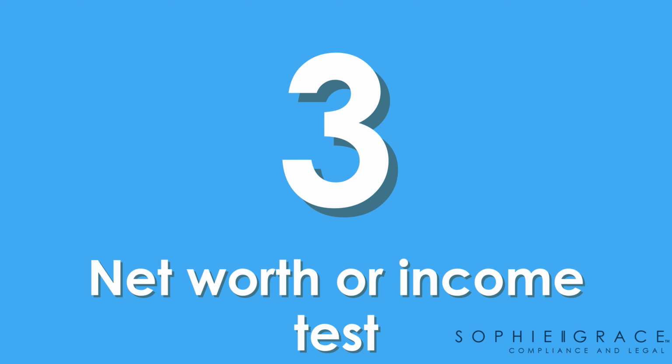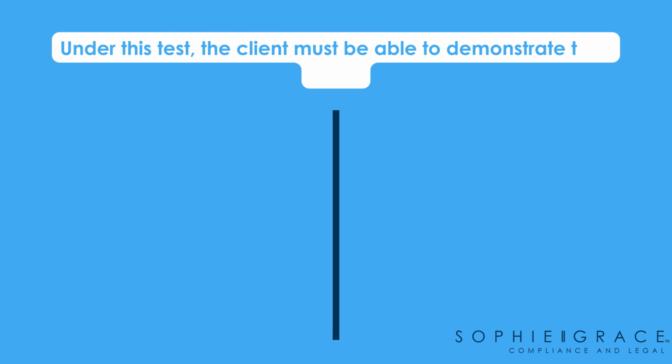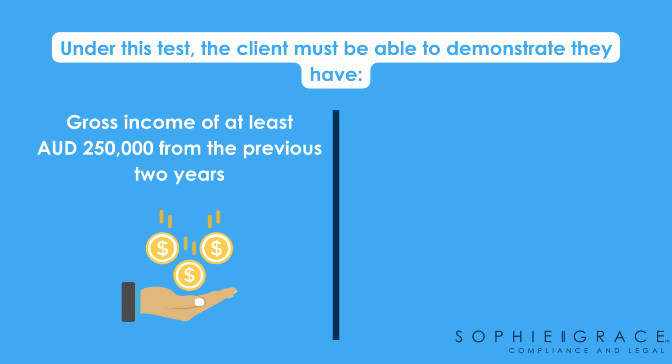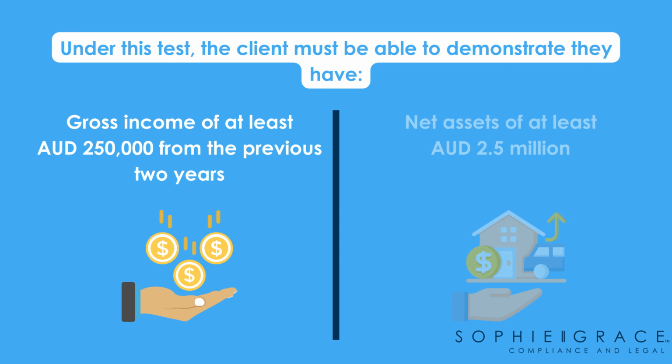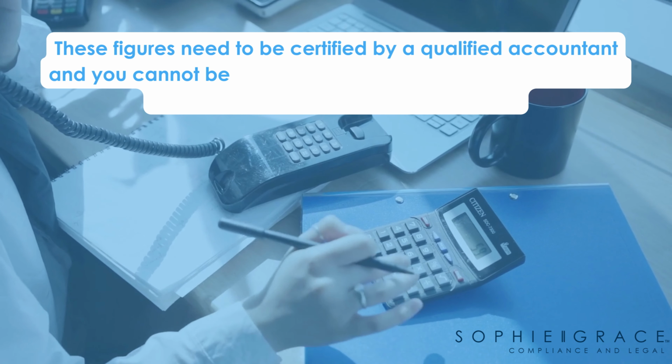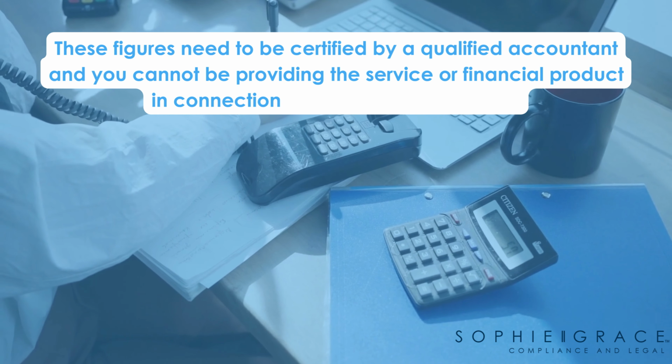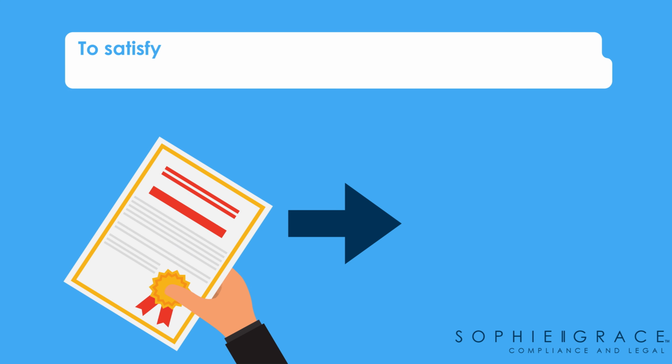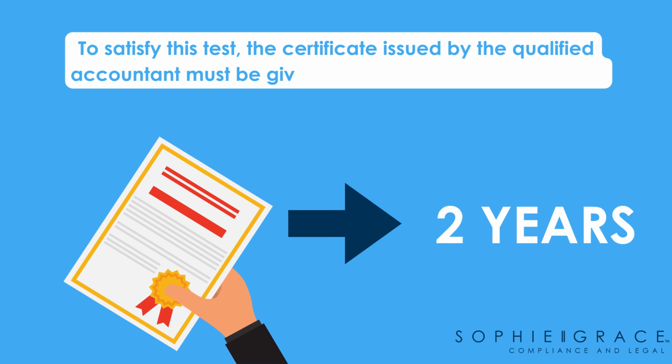Thirdly, let's look at the net worth or income test. Under this test, the client must be able to demonstrate they have gross income for each of the previous 2 financial years of at least 250,000 Australian dollars or net assets of at least 2.5 million Australian dollars. These figures need to be certified by a qualified accountant, and you cannot be providing the service or financial product in connection with the client's business. To satisfy this test, the certificate issued by the qualified accountant must be given within the preceding 2 years. This means if you qualify a client under this test, you need an updated certificate every 2 years.